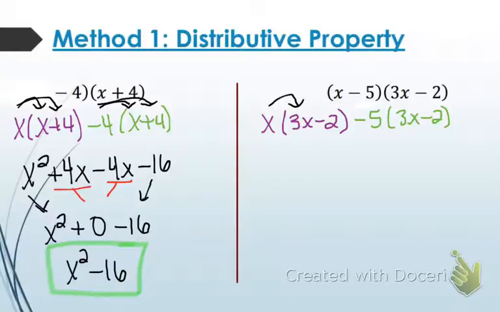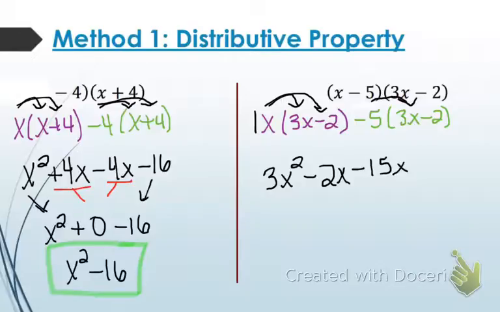We're ready to multiply these. X times 3x. Okay, there's a 1 in front of the x. So 1 times 3 is 3. X times x, x squared, add the powers. 1x times negative 2. So 1 times negative 2 is negative 2. Don't forget the x. Bring it here. Alright, moving on to the next here. Negative 5 times 3x. Negative 5 times positive 3 gives us a negative 15. Bring down the x. Negative 5 times negative 2. Negative times negative is positive. 5 times 2 is 10.